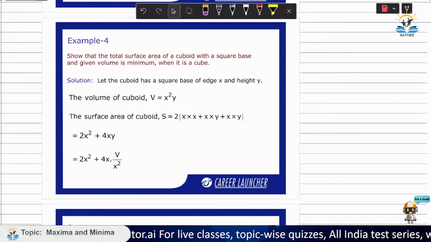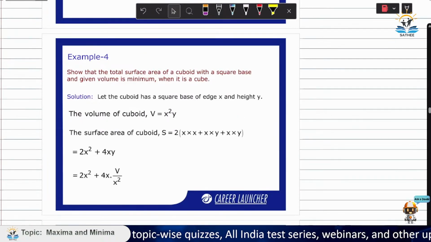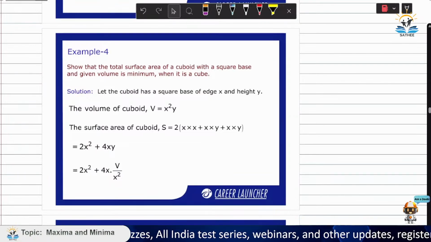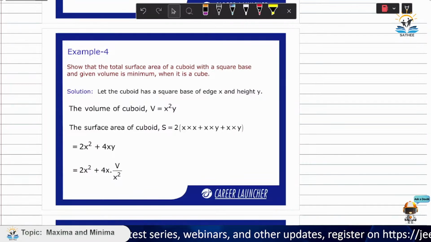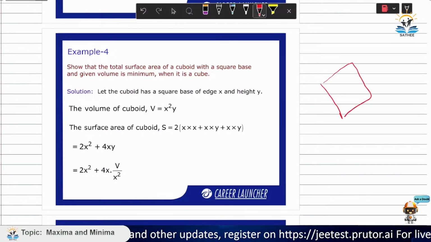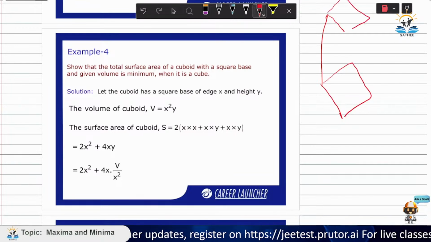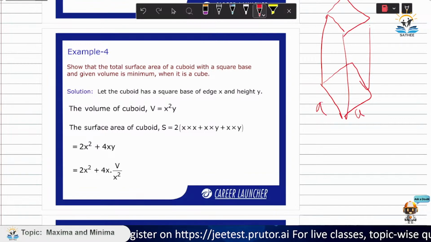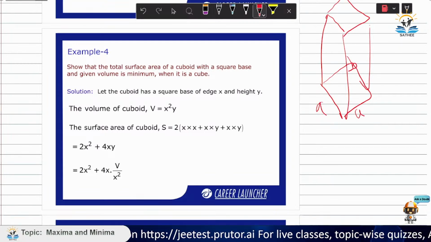So the total surface area of a cuboid with a square base and a given volume is minimum when it is a cube. Okay. So see, what we have here is given somewhat like this. It is a cuboid and it has a square base. Okay. So we have to minimize the volume.